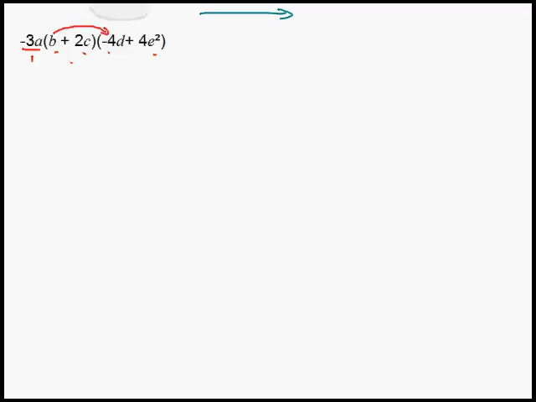So then we are back to the previous example where we take the first term in the first bracket and multiply with every single term in the second bracket. That will then give us 1, 2, 3, 4 terms, or 4 arrows. Arrow number 1 will give us minus 4bd. Arrow number 2 will give us plus 4be squared. Arrow number 3 will give us minus 8cd. And arrow number 4 will give us plus 8ce squared.